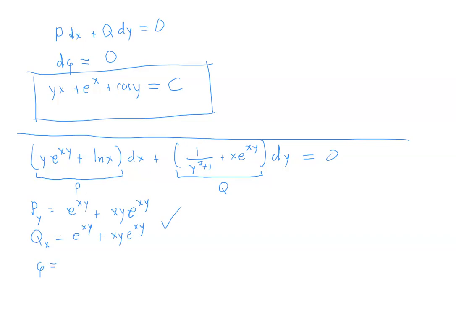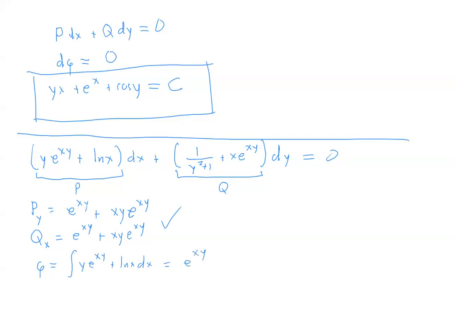If we want to use the language of potentials, then we need to talk about vector fields here. And what we're going to get is the integral. Again, you can start with P of y, e to the xy plus ln of x dx. So what are we going to get? You're going to get e to the xy.